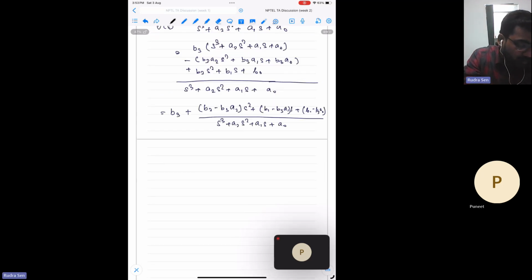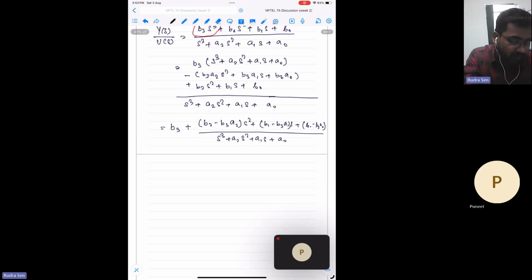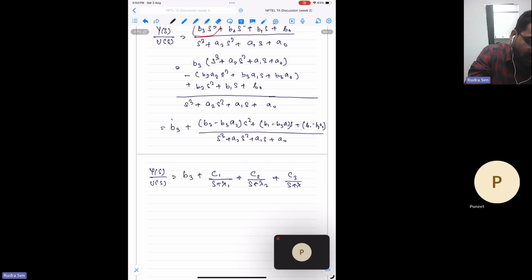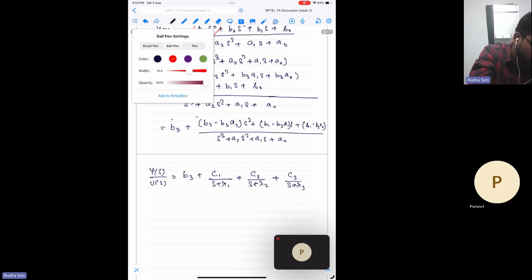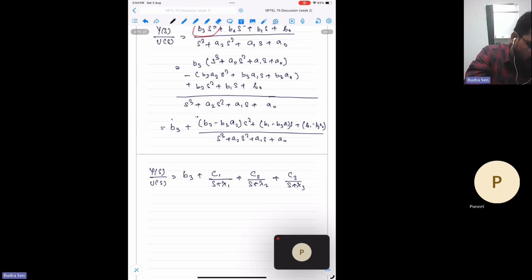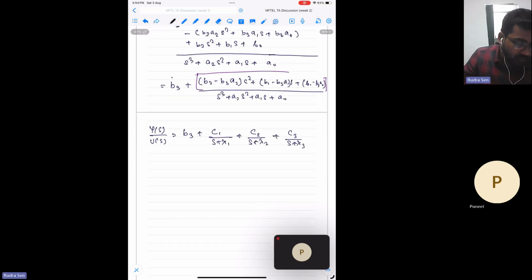Up to that point, you have made this proper transfer function into a strictly proper transfer function with some kind of biasing term, which is b3. Now apply the same approach that we applied in the previous case: b3 plus c1 divided by s plus lambda 1, plus c2 divided by s plus lambda 2, plus c3 divided by s plus lambda 3. Now find c1, c2, c3 by comparing this equation, and you will get the values of c1, c2, c3.